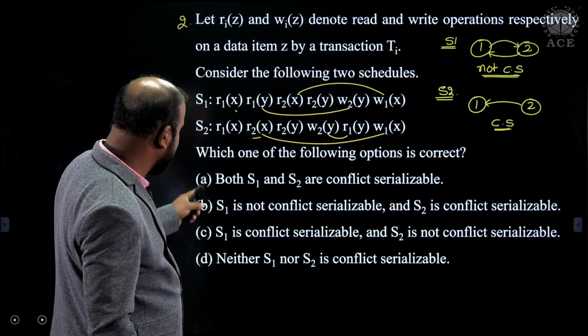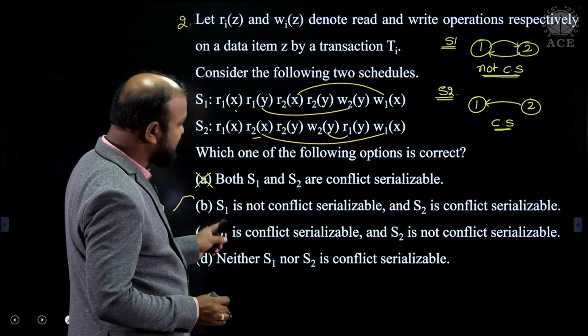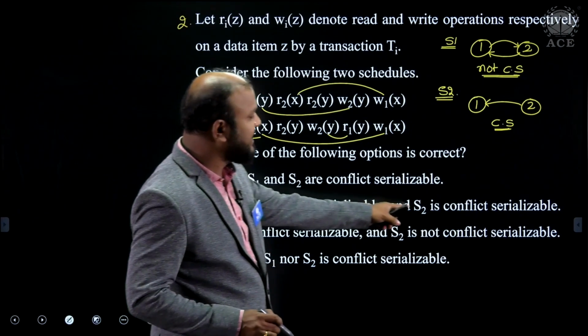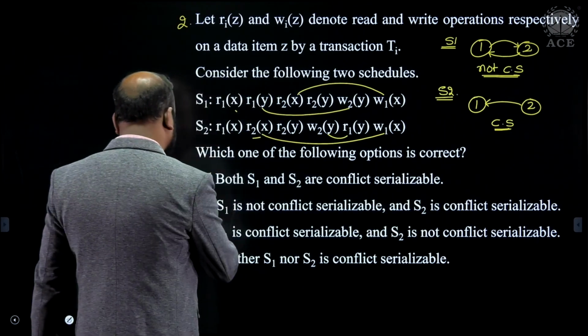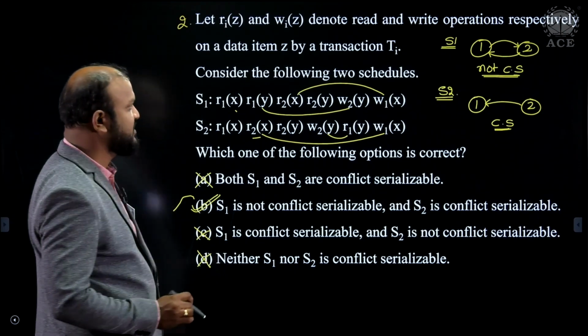Look at the options. Both S1 and S2 are conflict serializable: incorrect. S1 is not conflict serializable and S2 is conflict serializable: this is the correct option. So, options C and D are the incorrect options.